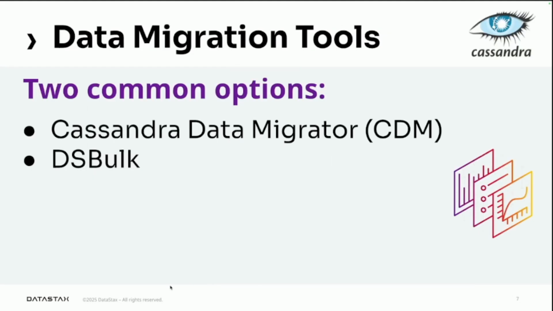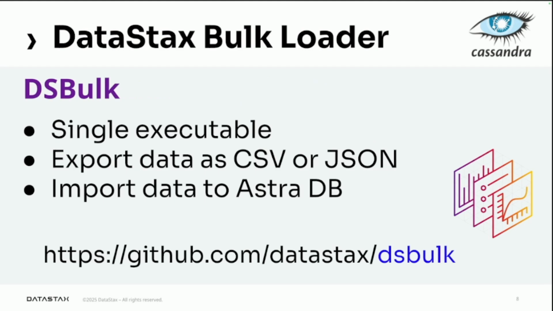So data migration tools, two common options are the Cassandra Data Migrator, or the CDM, and also the DS Bulk Loader. So the DataStax Bulk Loader is pretty simple. It's a single executable application, exports data as a CSV or as a JSON file, and you can then take those same files and import them right into AstraDB. And if you want to check out DS Bulk, I have the GitHub repo right there. It's just github.com/datastax/dsbulk.